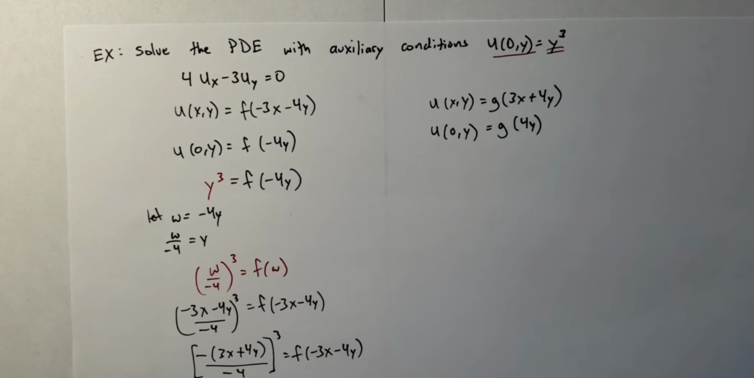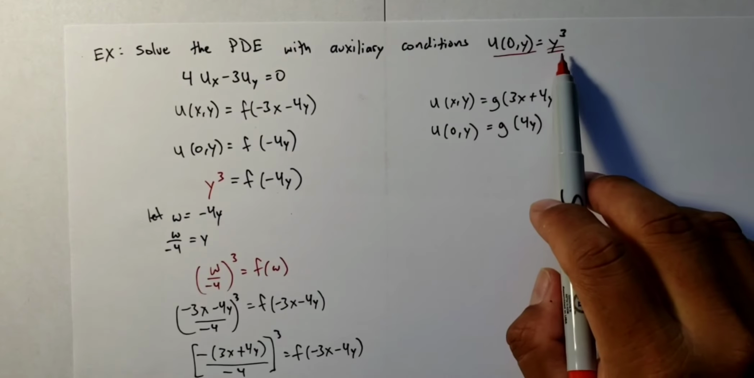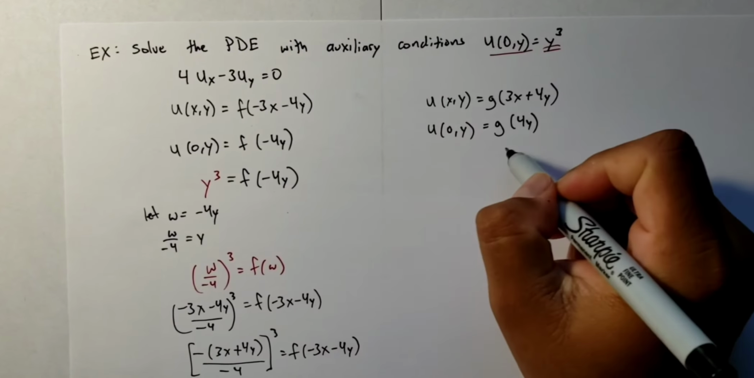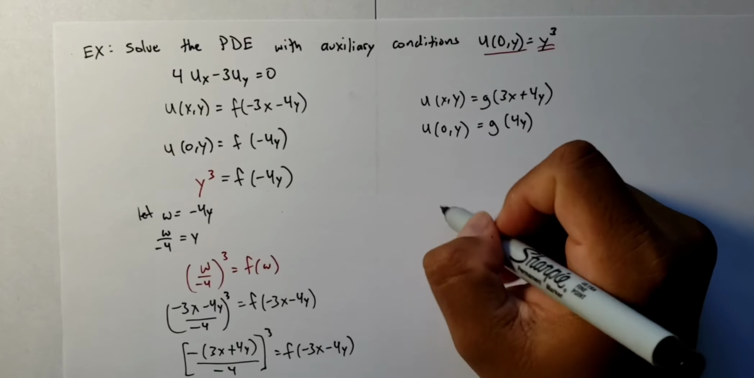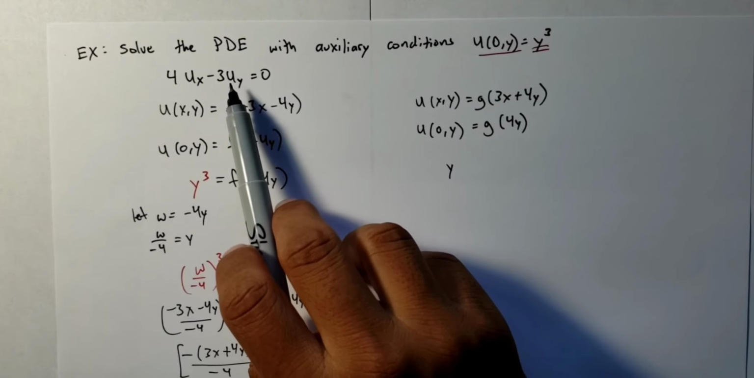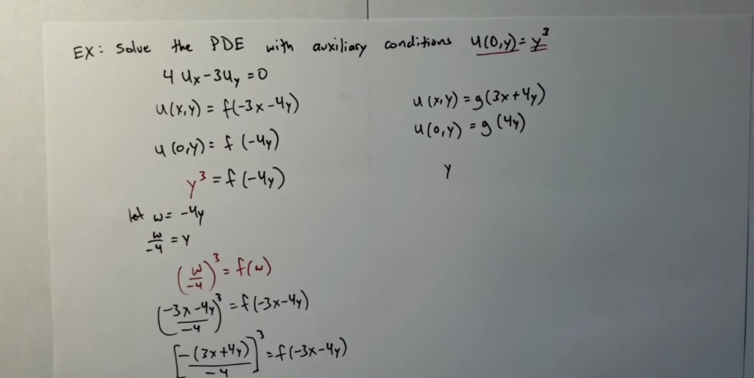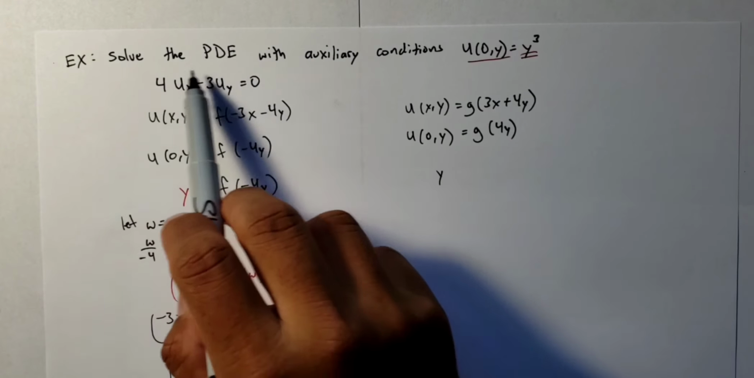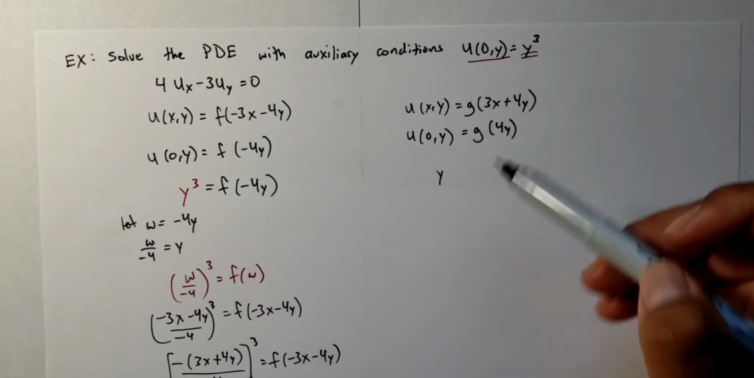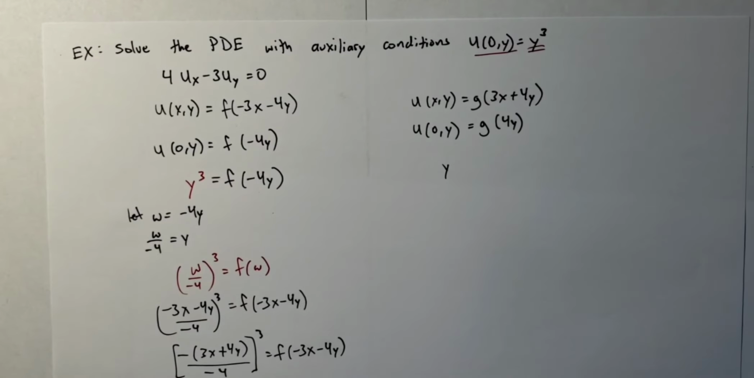But we know that u of 0,y is equal to y to the power of 3, so let's make that substitution. Again, all we're doing here is finding the specific equation that not only satisfies this, but also the auxiliary condition. So again, this one satisfies the PDE, but now we're doing all this extra work to find the actual expression that will give us y to the power of 3.